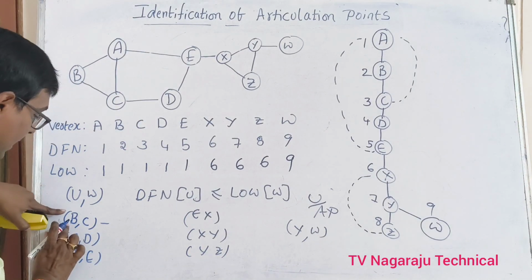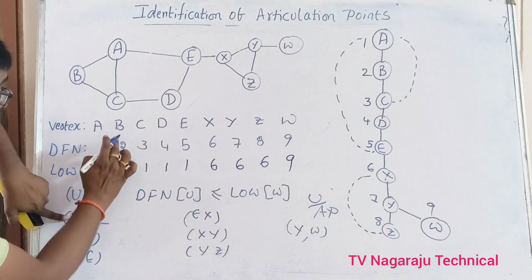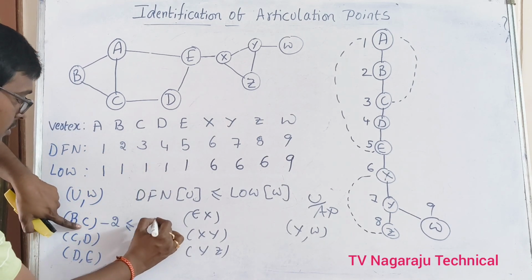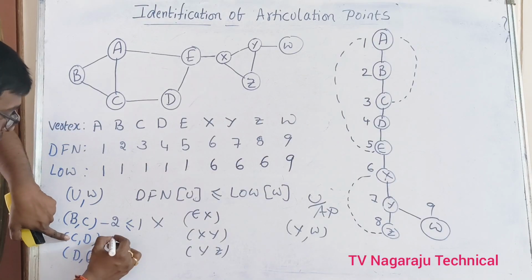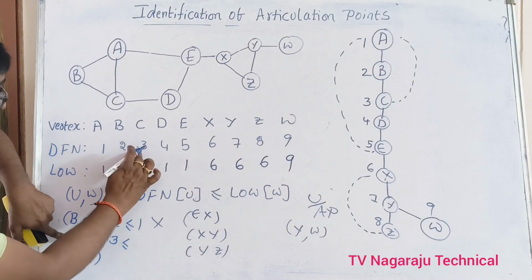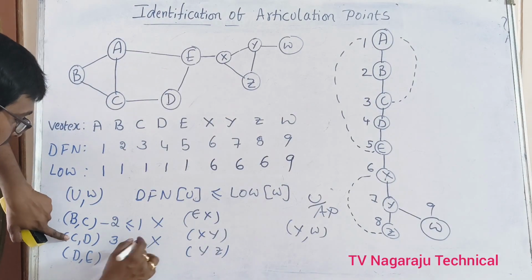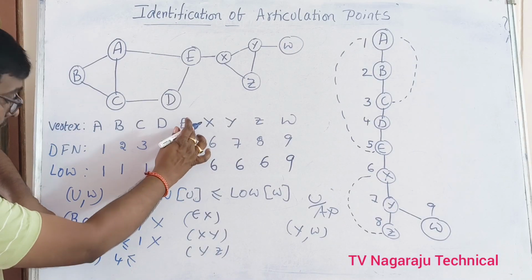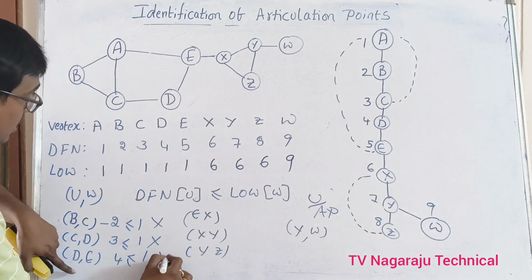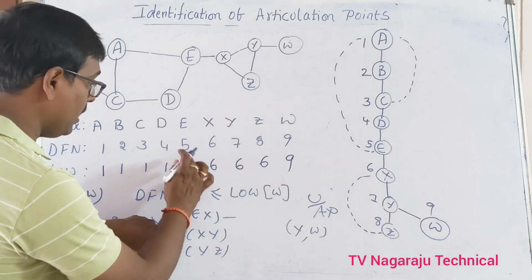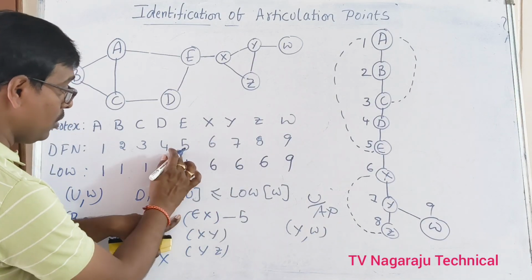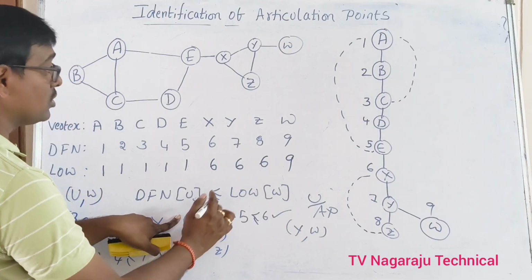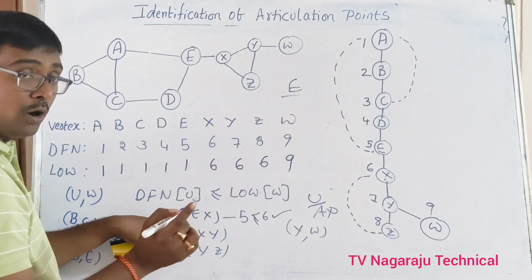Now calculate DFN of B. DFN of B, that is 2, less than or equal to low of C. Condition fail. DFN of C, that is 3, less than or equal to 1. Condition fail. DFN of D, that is 4, less than or equal to low of E. Condition fail. Now coming to E. DFN of E, 5, less than or equal to low of X. Condition true. So E is an articulation point.